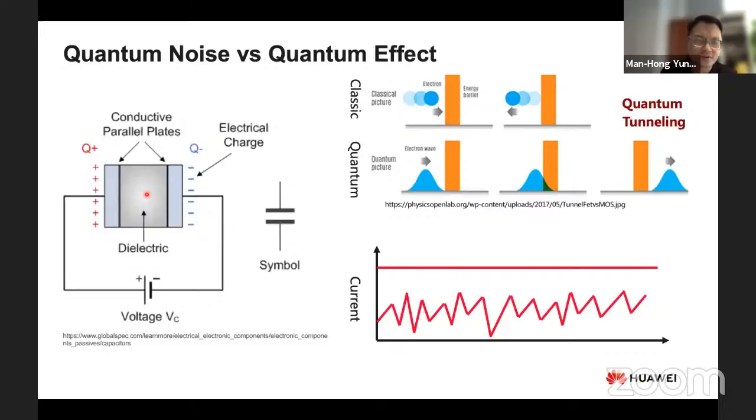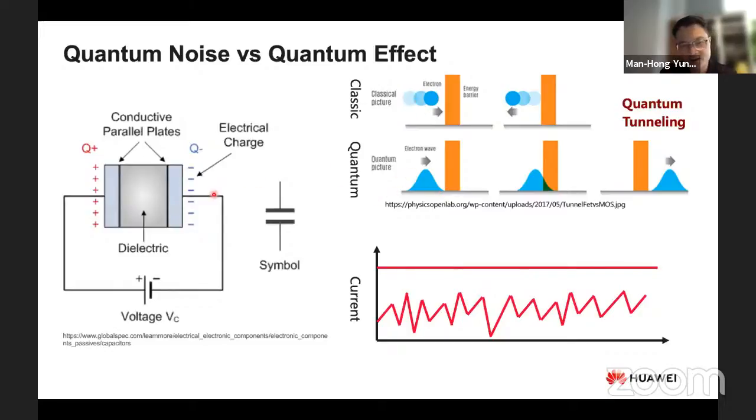Therefore, from the classical theory, we should have a very stable current or voltage here. We should have a very stable signal, at least. So here, if you measure just the voltage, and if you shrink the scale of such devices to a microscopic scale, then these electrons will behave like waves instead of classical particles. They have a wave function.